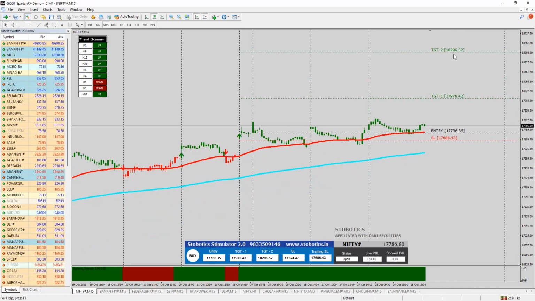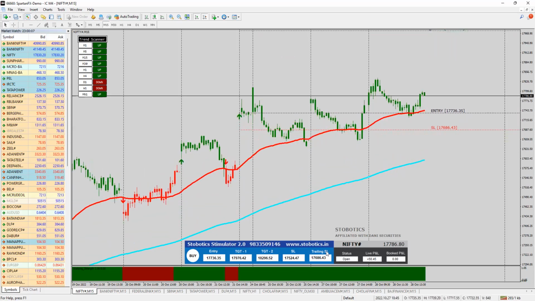So this second target, what you see in Stimulator, its accuracy is 60 to 65%. It is not 90% accuracy. So whatever trade you take based on Stimulator, you should book 80 to 90% profit on the first target. You should never wait for the second target. You can wait for the second target only when you are getting a trailing stop loss.